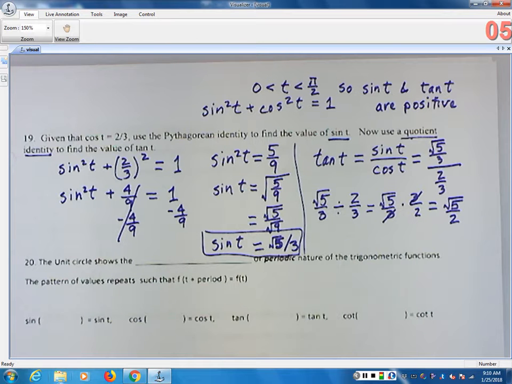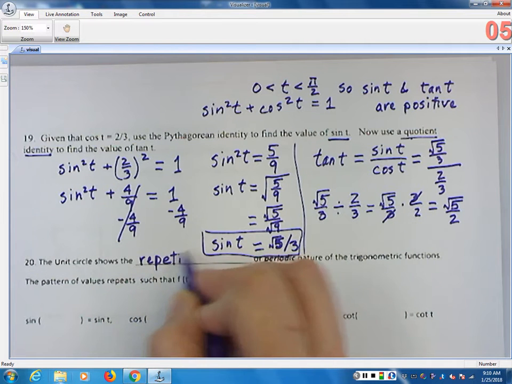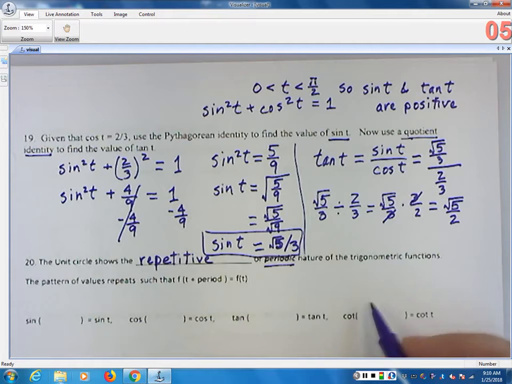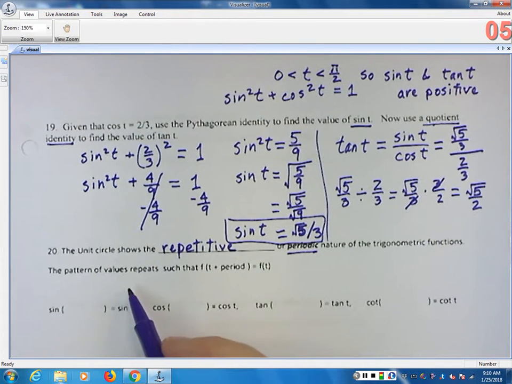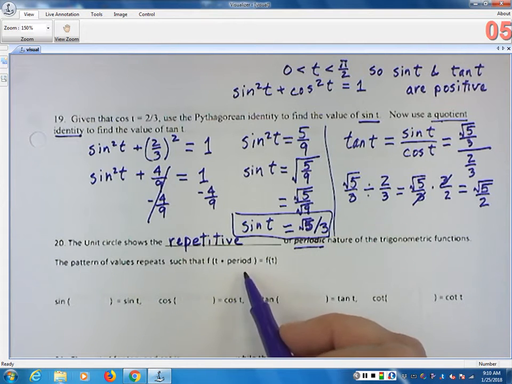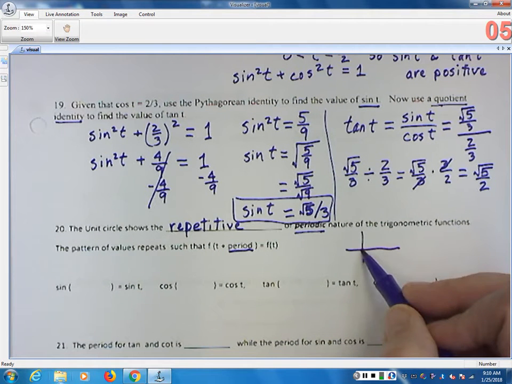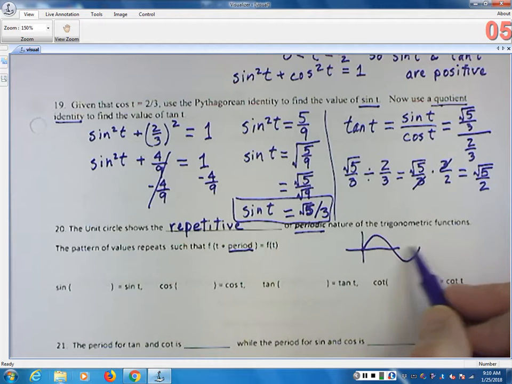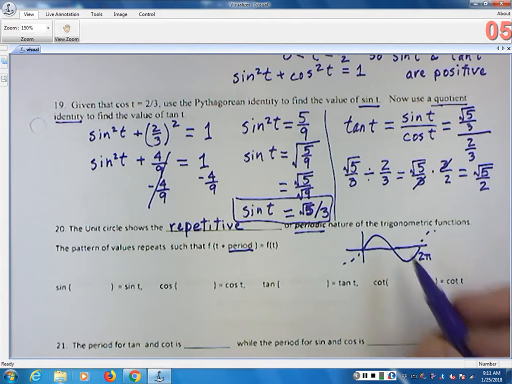All right, and the unit circle shows the repetitive, or periodic, nature of the trigonometric functions, and we're going to get the unit circle out in a minute. The pattern of values repeats such that f of t plus the period equals f of t. For sine, the period is 2 pi. It's the length before it repeats itself. This is one, it keeps going, but it's repeating. That's the period. This is sine t.